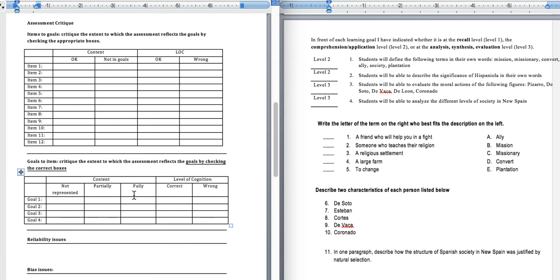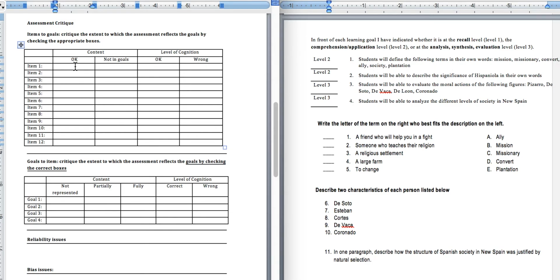So that's the first part. The second part is filling out these grids, where I compared the assessment here to the goals here. And so I go through each particular item, and I look to see whether or not it's good in terms of whether the content matches up and whether the level of cognition matches up. So this stands right here for level of cognition. If I look at item number 1, a friend who will help you in a fight, that's ally. It's in the goals, so that content is okay.